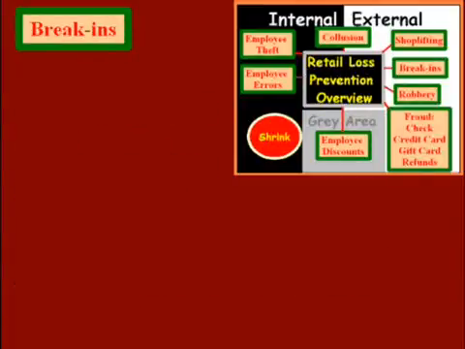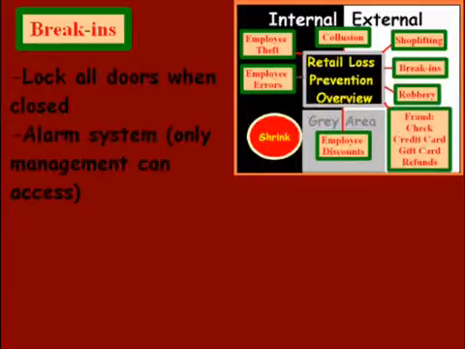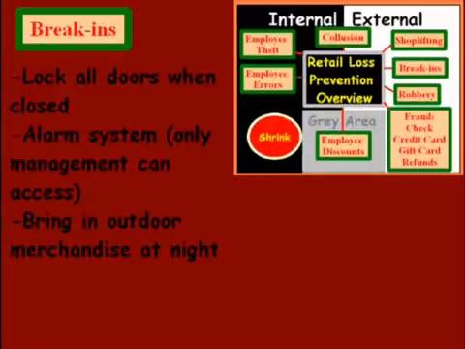The next item on the list is break-ins. What we would do, or what I did at our store, is we'd lock all the doors when we're closed, obviously, and everybody else does that. And then we had an alarm system, and only a manager could change the code. And if we lost a manager for whatever reason, we would go ahead and change the alarm system, so we wouldn't have to worry about internal employee theft and stuff like that. And then of course we'd bring in our outdoor merchandise, anything we had outdoors that was high value, bring that in at night so it wouldn't get stolen.